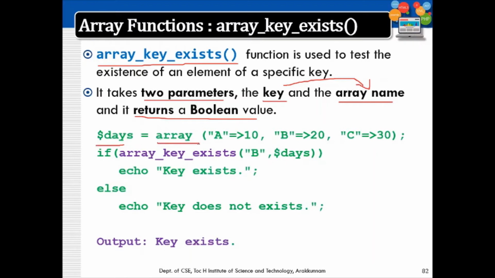Here I have an associative array $days, and I'm going to check whether the key is there with array_key_exists. I'm giving B as the key value and the name of the array, that is days. Of course, the index B is there, so it will return true, and the key exists part will work. If I give D as the value, it will not be existing.